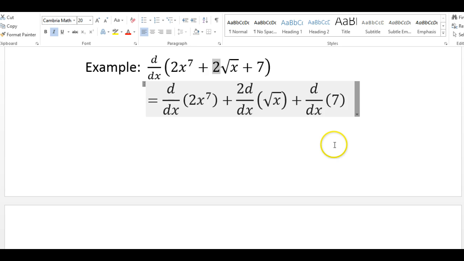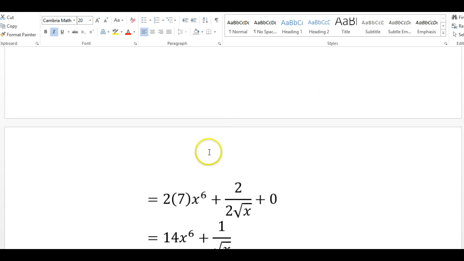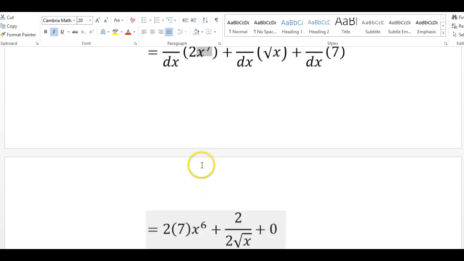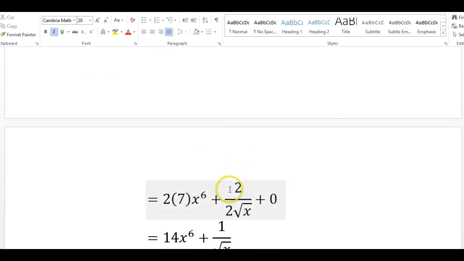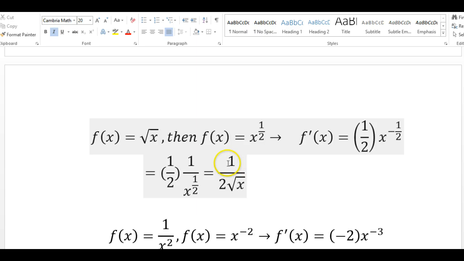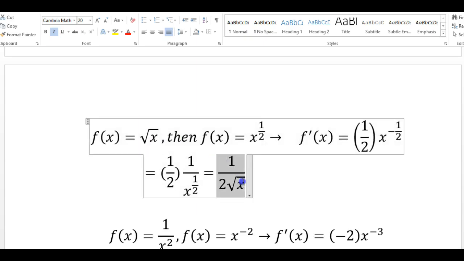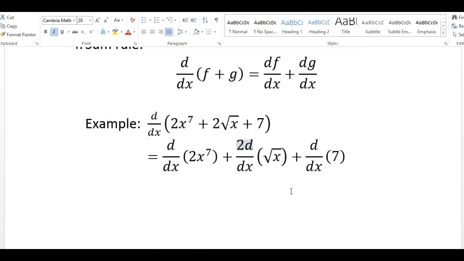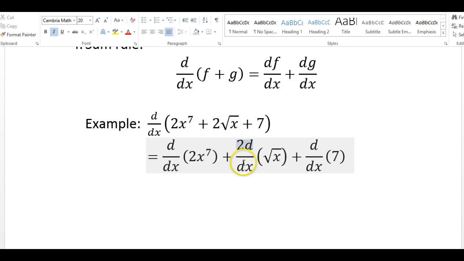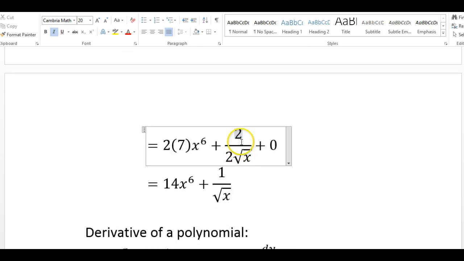So if you go further, you can take the 2 outside from this, right, and the derivative of x to the 7 would be what? 7 times x to the 6, and then we have 2 here, and then what's the derivative of square root x? In the previous example we learned that the derivative of square root x is actually 1 over 2 square root x. So we can put that here. This 2 is from the 2 here, okay? So it's 2 times 1 over 2 square root x.